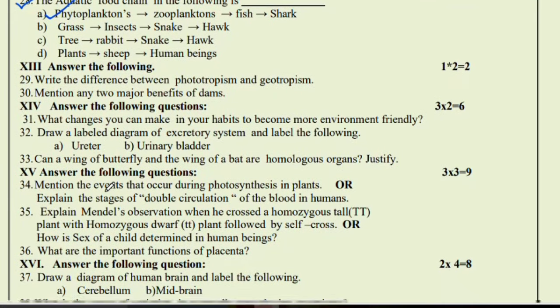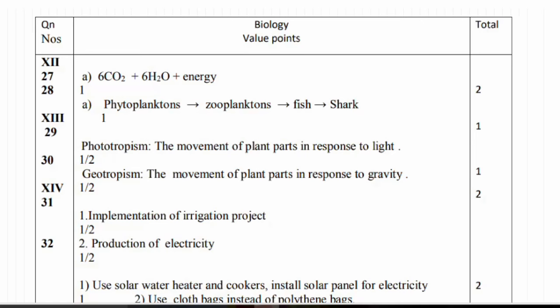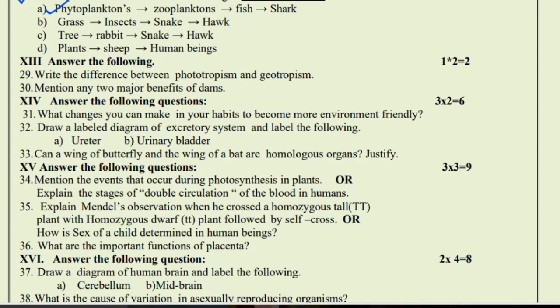Next, in the 13th main question, question number 29: write the differences between phototropism and geotropism. Phototropism is the movement of plant parts in response to light. Geotropism is the movement of plant parts in response to gravity. If it is in response to gravity, it is geotropism; if in response to light, it is phototropism.